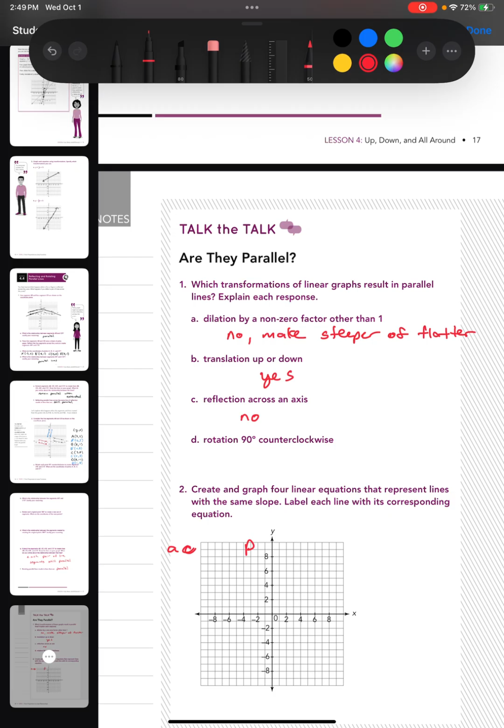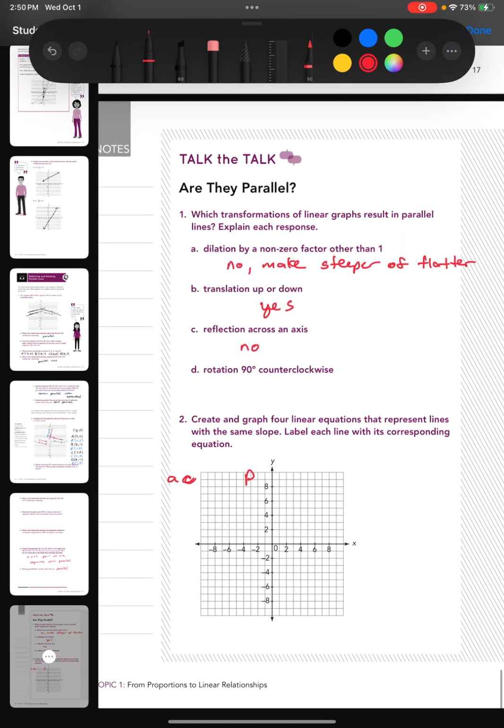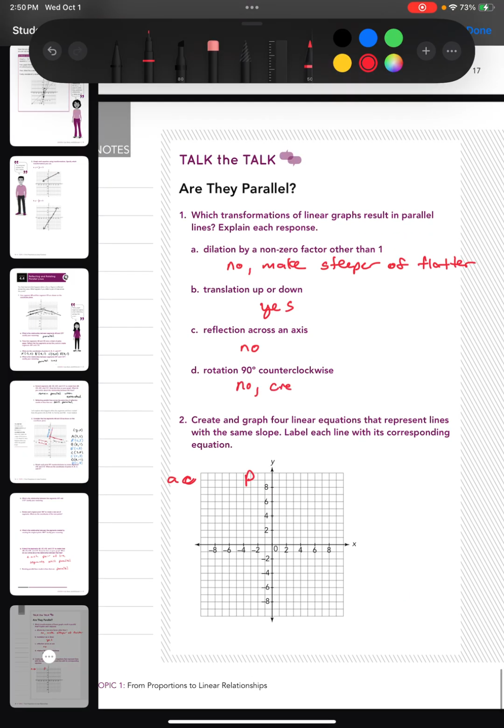And then rotating 90 degrees, again, if I went back to this page, 90 degrees was the black to the blue lines. A rotation of 90 degrees is going to create lines that intersect. So if I just take one of them, I don't want you to confuse thinking about the pair. If I rotated this 90 degrees, they're going to intersect now. They're no longer going to be parallel. So no, it creates intersecting lines.